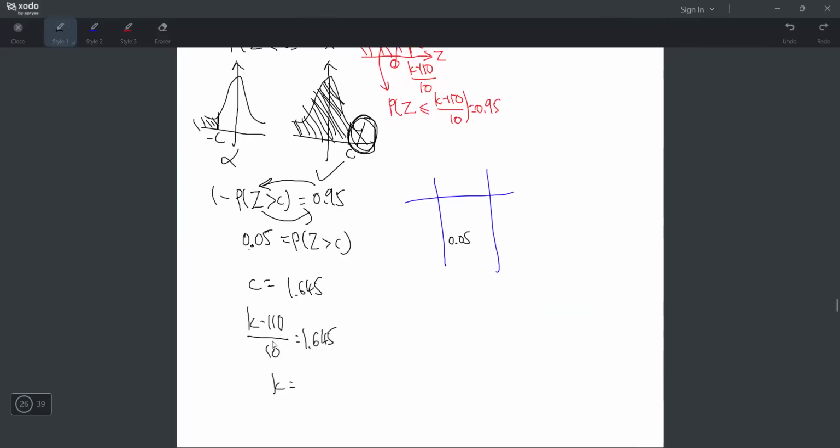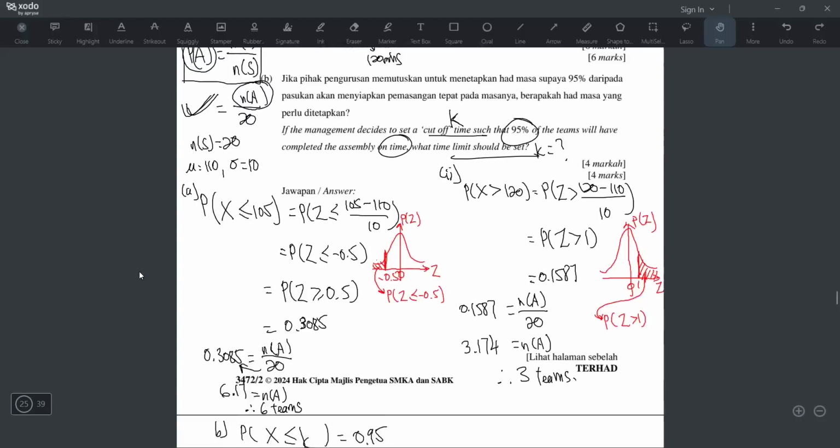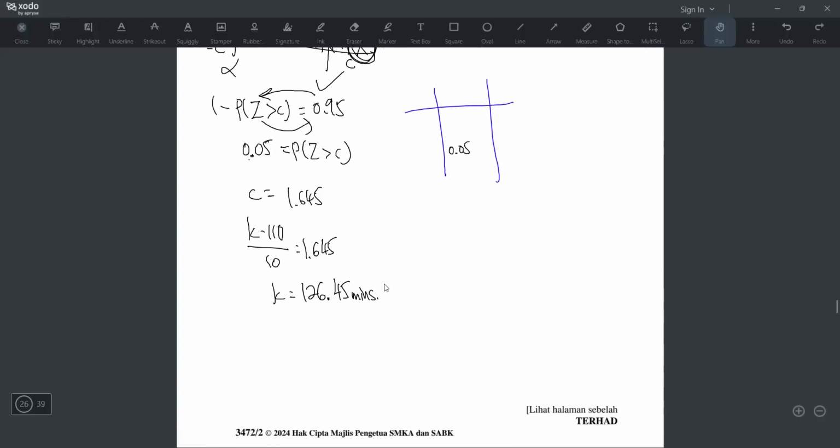K is the cutoff time, right? It's the cutoff time, and that's what the question asks to find. 1.645 times 10 plus 110, you will get 126.45. Since this is the cutoff time, I have to write minutes. If you go back to the question, what time limit should be set? So the time limit is 126.45 minutes.